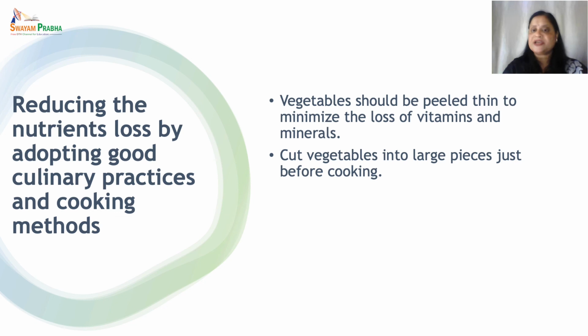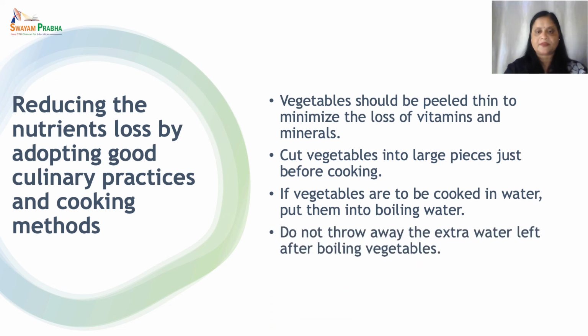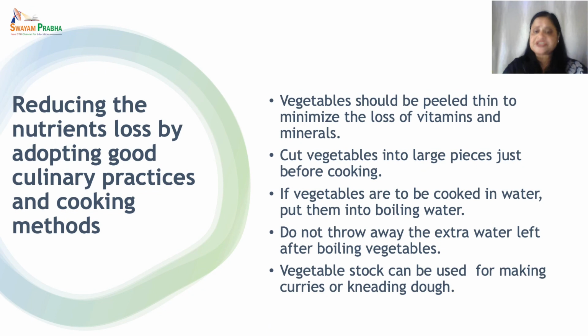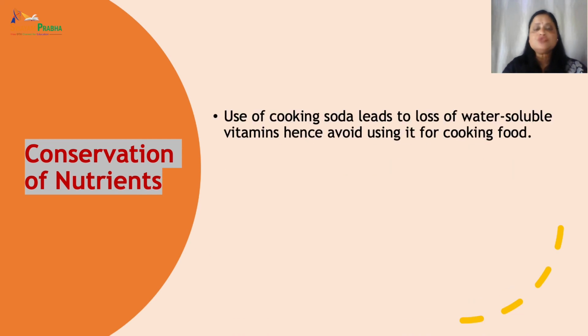Cut vegetables into large pieces just before cooking. If vegetables are to be cooked in water, put them into boiling water. Do not throw away the extra water left after boiling vegetables. Vegetable stock can be used for making curries or kneading dough. Conservation of nutrients. Use of cooking soda leads to loss of water-soluble vitamins. Hence, avoid using it for cooking food.